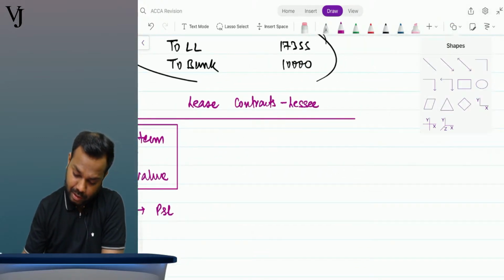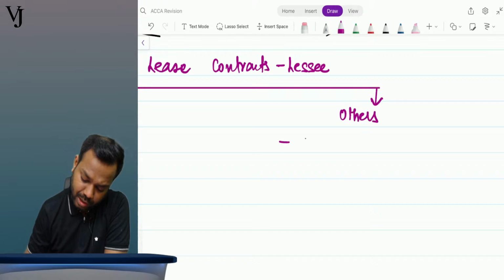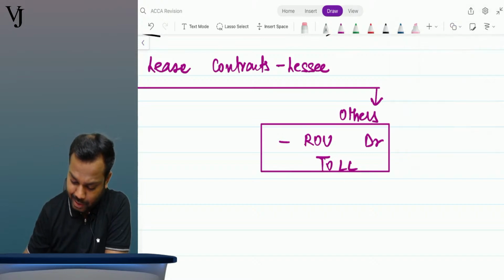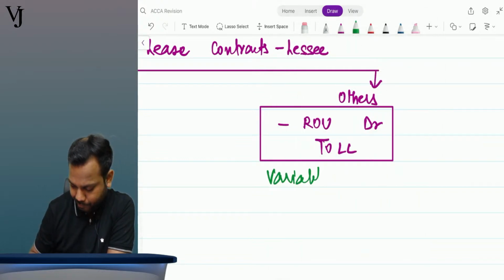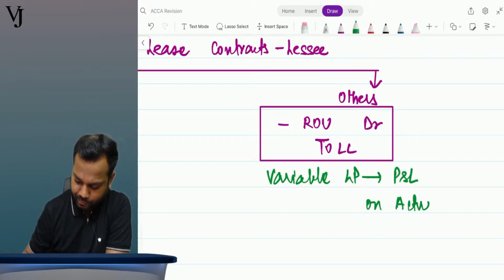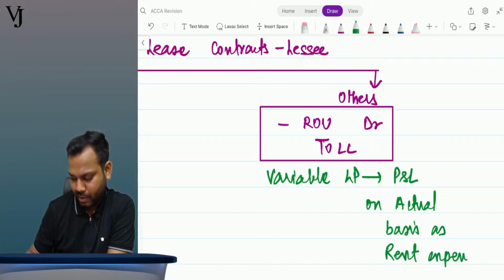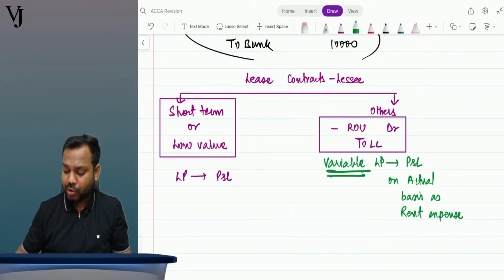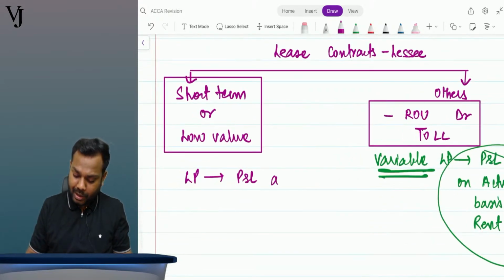Now again, if you have all other contracts, you will recognize what? You will recognize ROU account debit to lease liability. But there is again an exception. The exception is variable lease payments. Variable lease payments will be transferred to P&L on actual basis as rent expense. Now understand one point. See, this variable lease payment is also transferred to P&L as rent expense, and this lease payment is also transferred to P&L as rent expense.